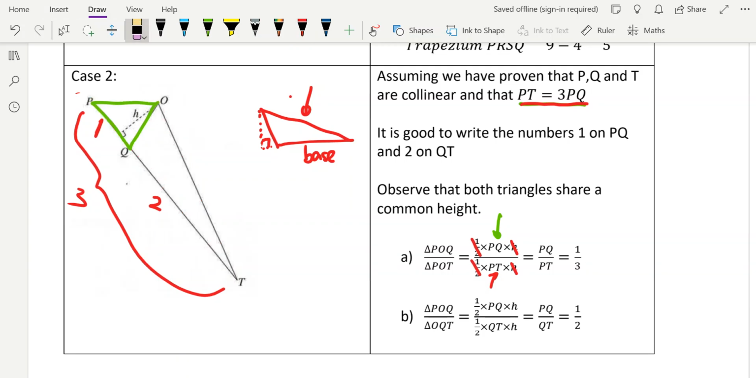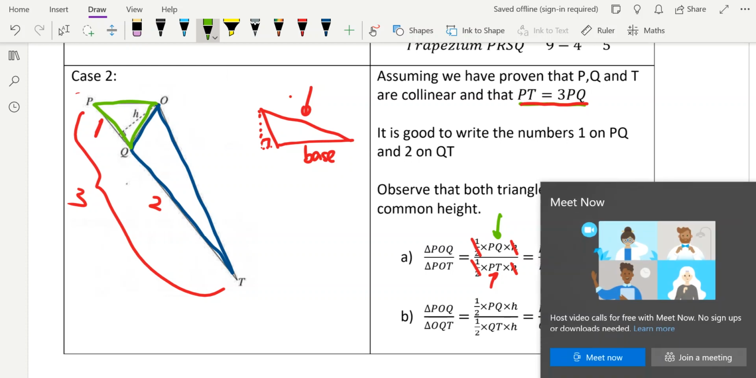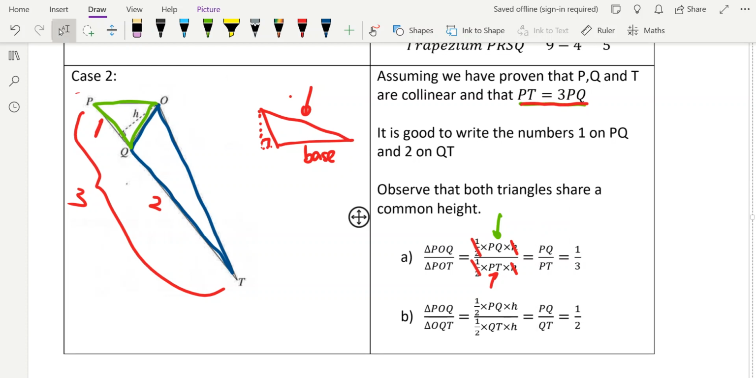Now I will clean away the red one. If the question wants these two triangles, then it's very straightforward. In fact, you don't even need to write this or this. You can immediately state the answer 1/2 if you understand the concept, because it's half times the base. Sorry, the base of the green one is PQ, and the base of the blue triangle is QT. If you are not confident, then we just do this, then we cancel, and you can see very obviously it is 1/2.